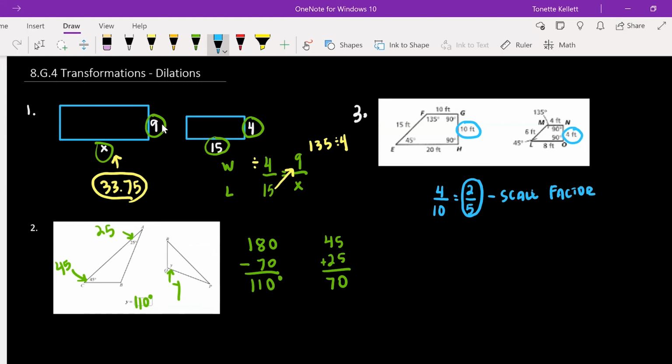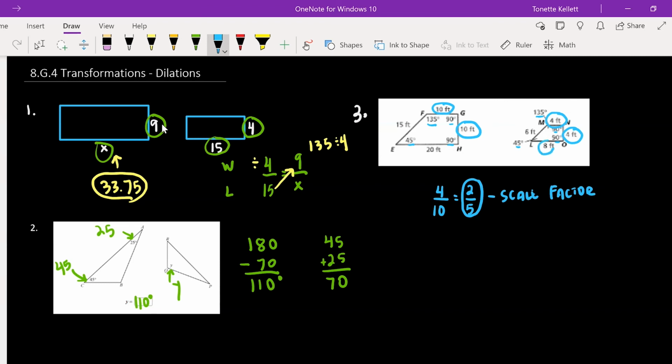So if all the angles match, I've got 135 here. I have 135 here. I have 2 90s on the right. And I have a 45 and a 45. All the angles match. So this appears to be a similar triangle, similar trapezoid, but we want to make sure that it's similar by checking our proportions. So I know the 4/10, the 4 and the 10, and this is a 4 and this is a 10. Their scale factor is 2/5.